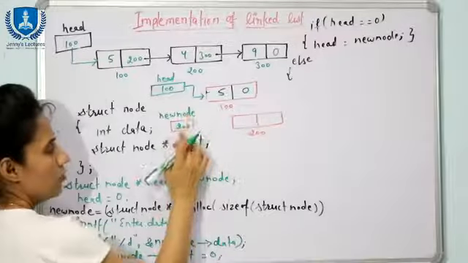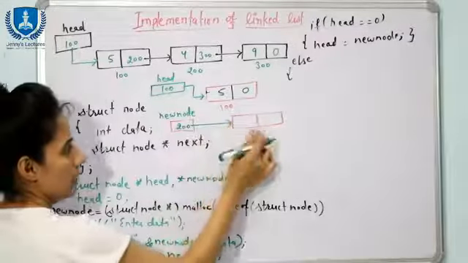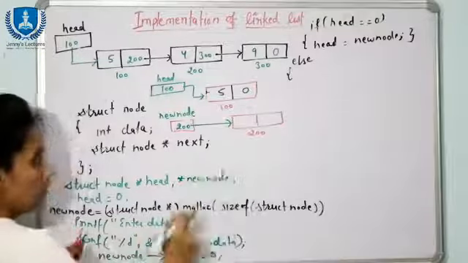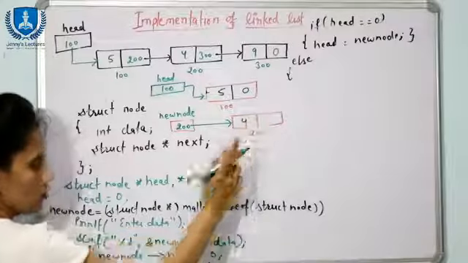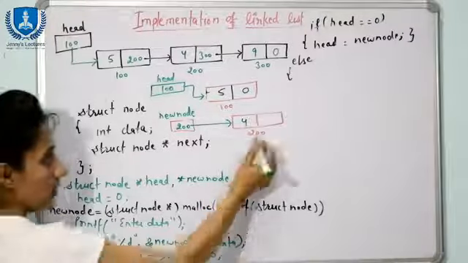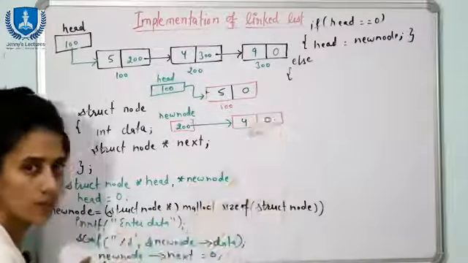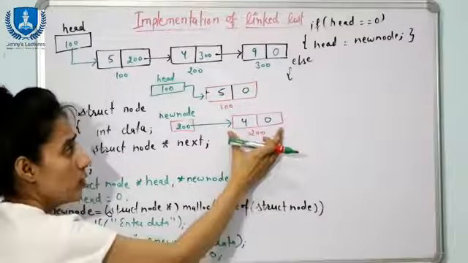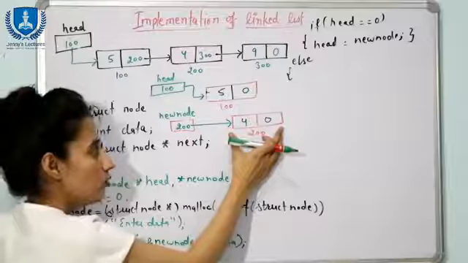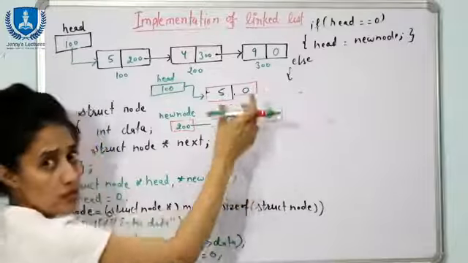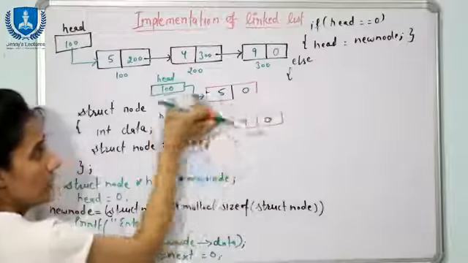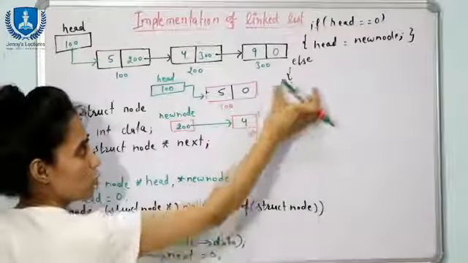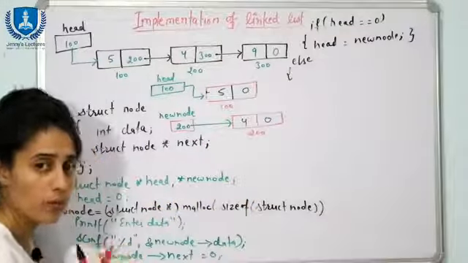Now suppose this is our new node and it points here, because we have created one more node. Now we are going to enter the data. Suppose we have entered 4, so 4 is stored here, and in the next part we are going to store 0. Now we have created one more node and we are going to insert it in the list, because here we have only one node in the list, head and this one. So here we are going to store this new node. So you have to update the pointers.